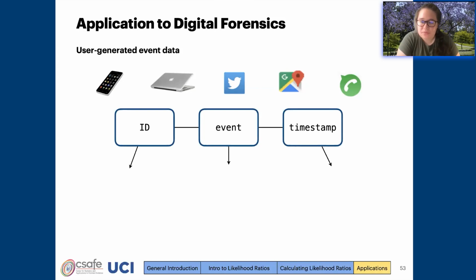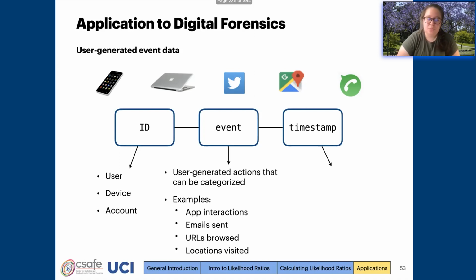So going back to the very beginning of the webinar with the examples of data that Pork was talking about, we're going to focus on user-generated event data. And so generally speaking, each row in this data set will have 3 major components. We'll have the ID that identifies the user, the device, or the account. We'll have some event that we're interested in. And these are user-generated actions on the device, for example, interacting with a certain app or sending emails, things like that, and the time at which these events occurred.